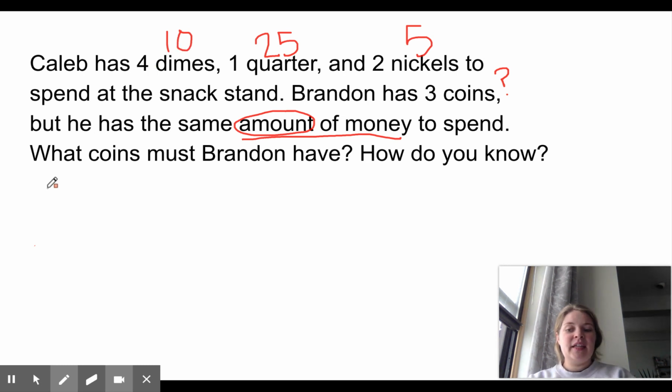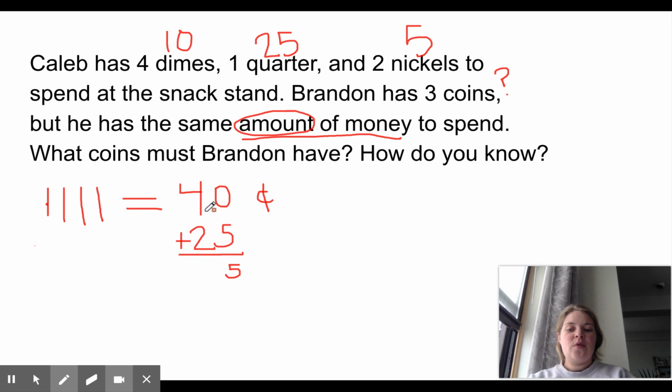Remember, a dime is worth 10, so we could skip count 4 times for 10. 10, 20, 30, 40. Caleb has 40 cents in dimes, but we're not done. He has 1 quarter. 1 quarter is worth 25 cents. We would add that up. 0 plus 5 is 5. 4 plus 2 is 6. So 65 cents.